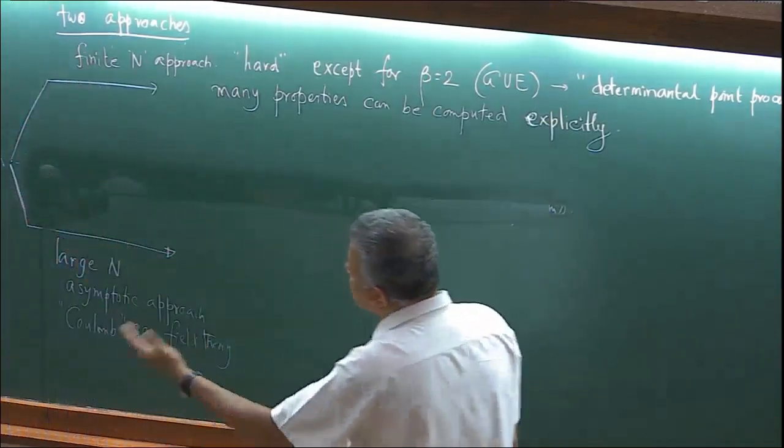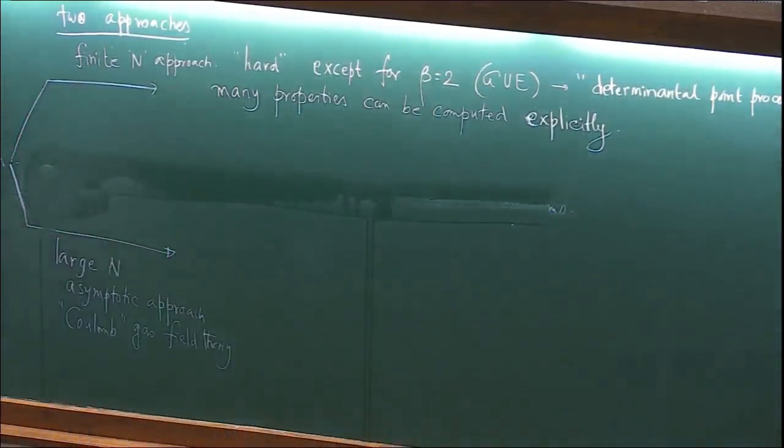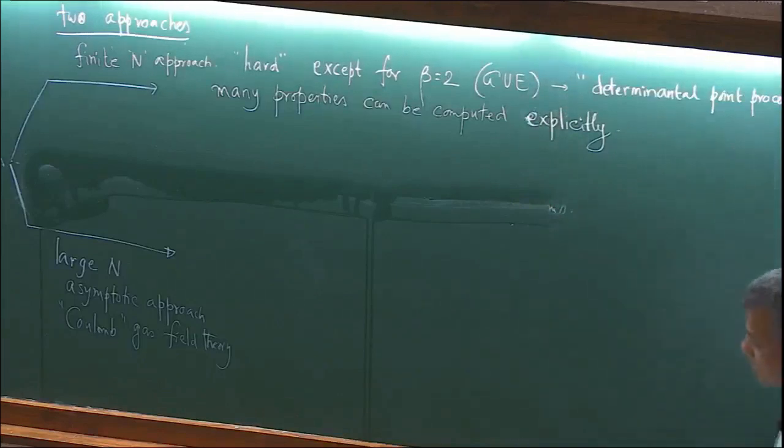Okay? So large n is for global quantities, like for example, if I want to calculate the average density of states, the large n approach is much simpler. You can also compute by finite n for beta equal to 2, and then take the large n limit, and then you can compare with this result. But this is a much easier, more physics approach, basically, and this is a more maths approach, if you like.